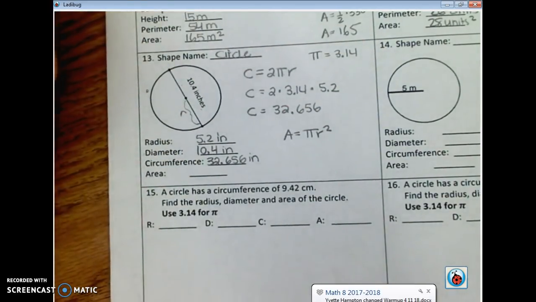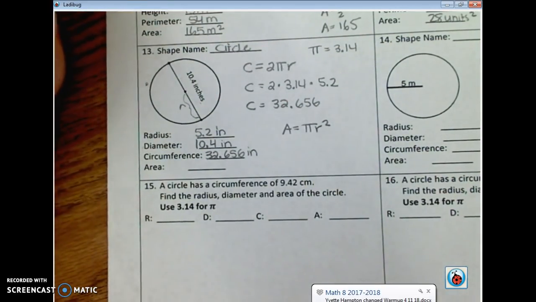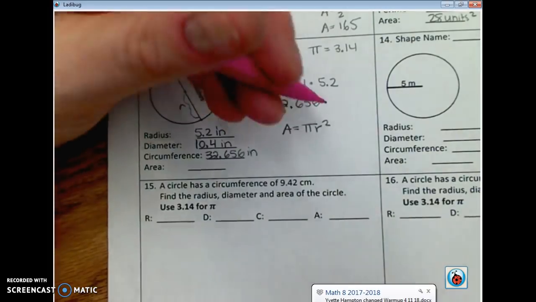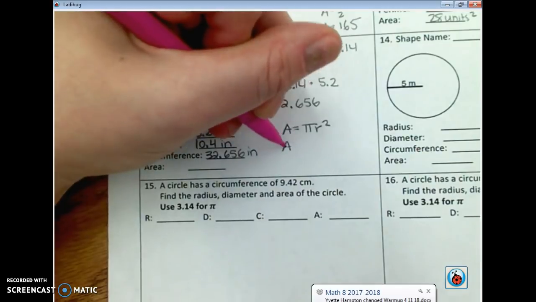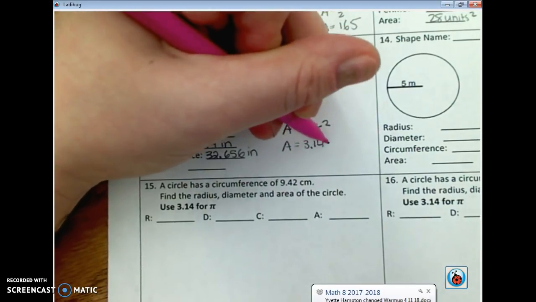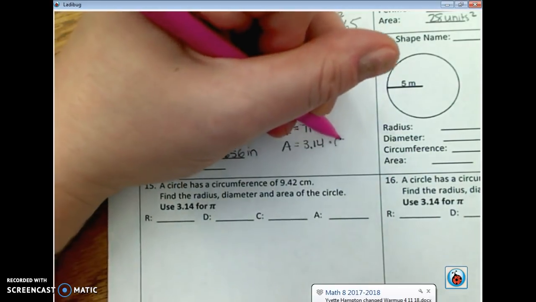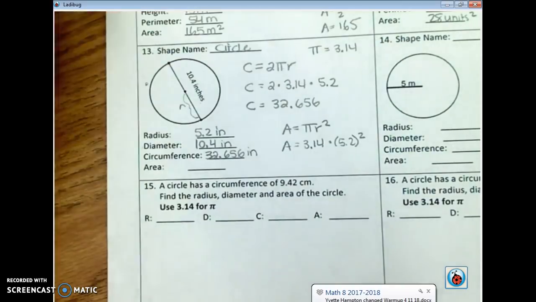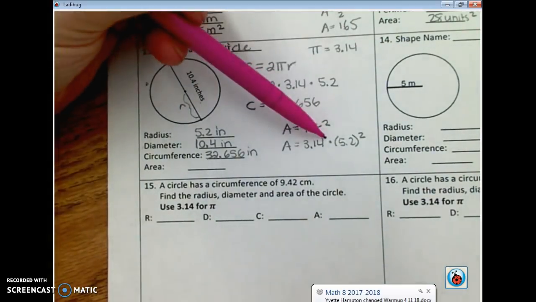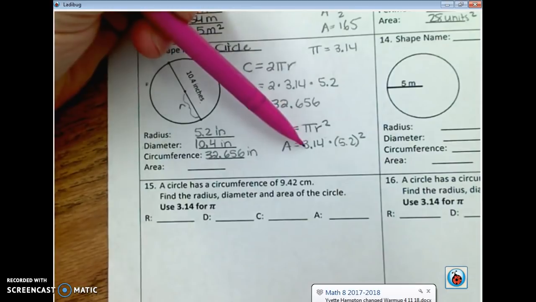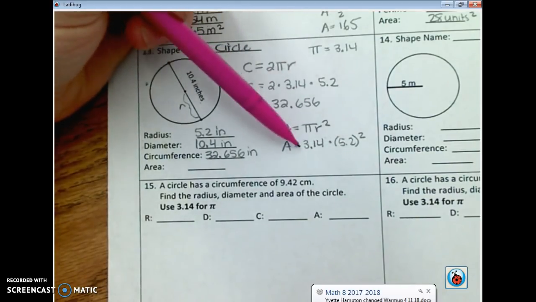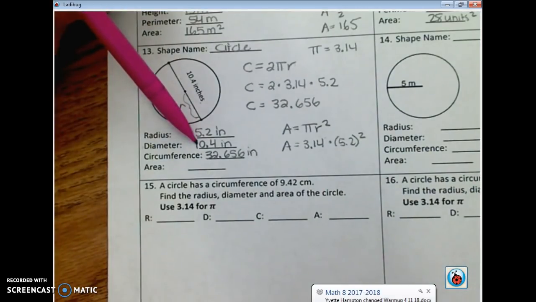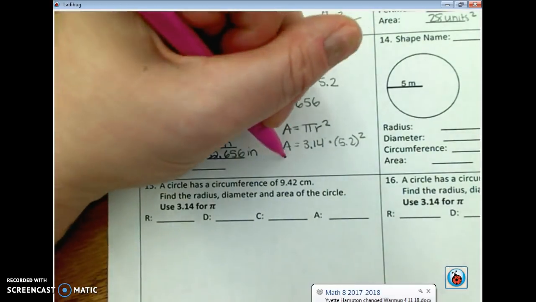Area. Area equals pi, which is 3.14, times the radius squared, which means you need to multiply it by itself. So area equals 3.14. Start with your substitution. Do not do any math until you've plugged in your numbers. This is an important step, and it communicates to your teacher that you knew which numbers to be using. Notice I didn't plug in the 10.4. I had to plug in the radius.